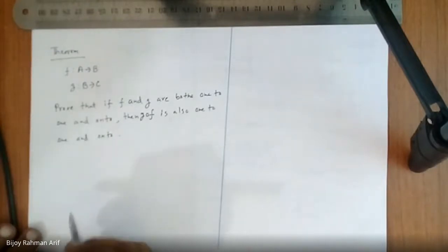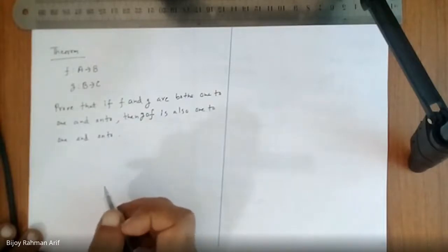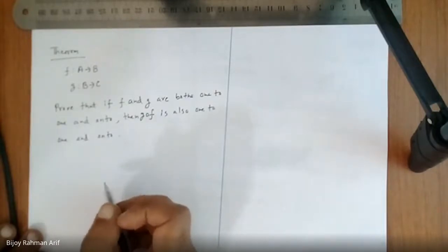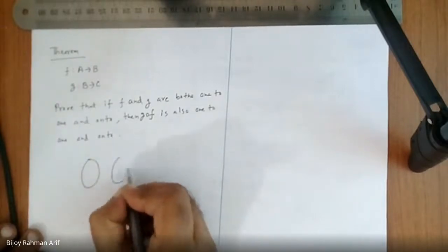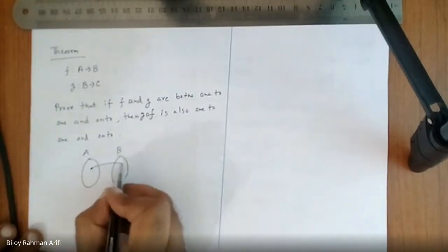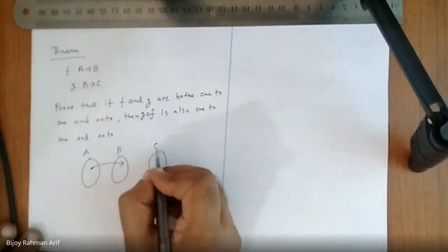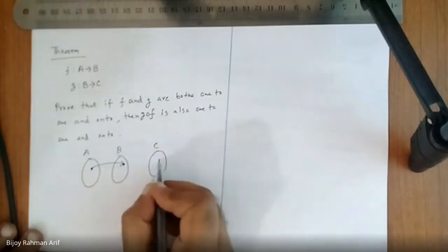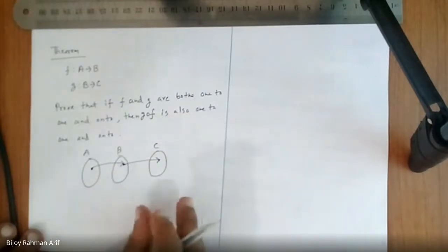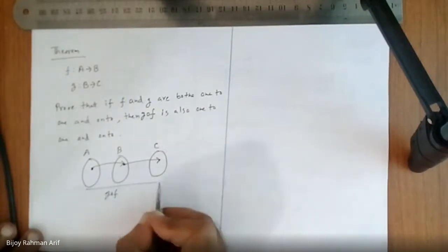No, sir. It means, let's see the depiction. Picture is important sometimes. F is a function from A to B. So this is A, this is B, and something like this. G is a function from B to C. It is something like this. So this is the whole composition process. Am I right? So this is the G∘F.